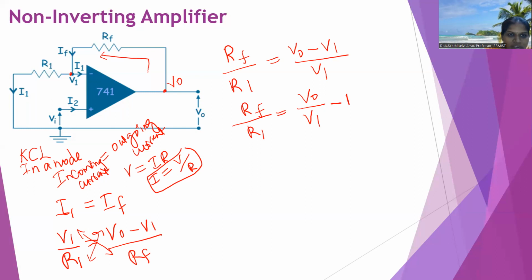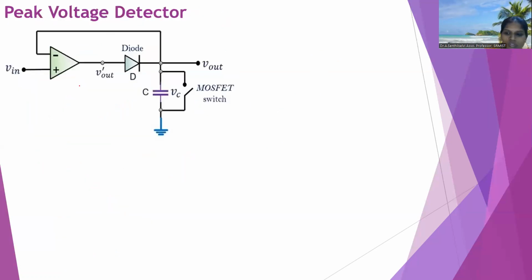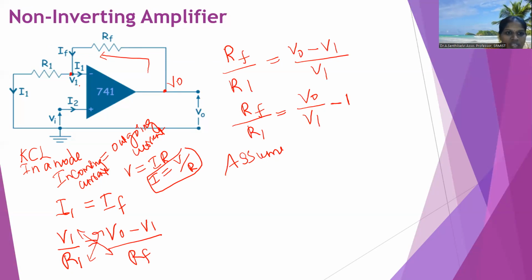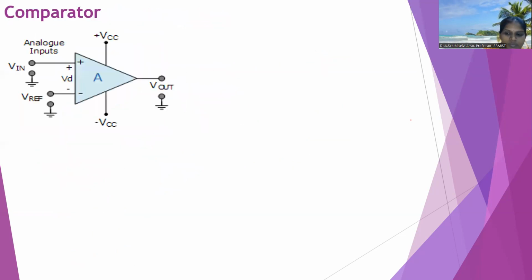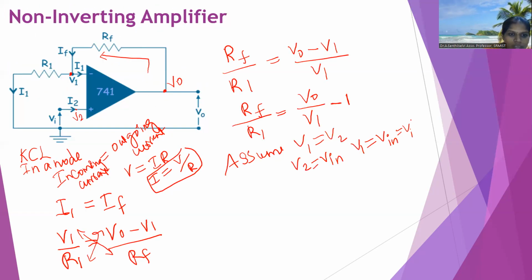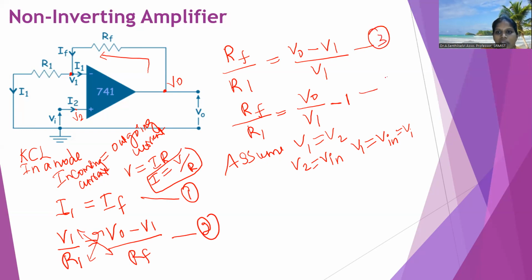See here, this is the point V1. Again, we have the assumption that V1 equal to V2, this is the amplifier assumption. So here V2 equal to V in. Hence, V1 also V in. We can simply write it as Vi. If you consider this is equation number 1, this is equation number 2, this is equation number 3, this is equation number 4.